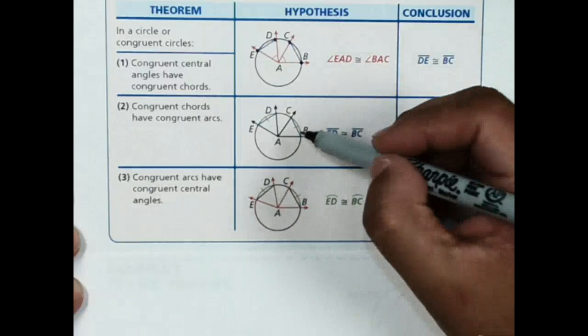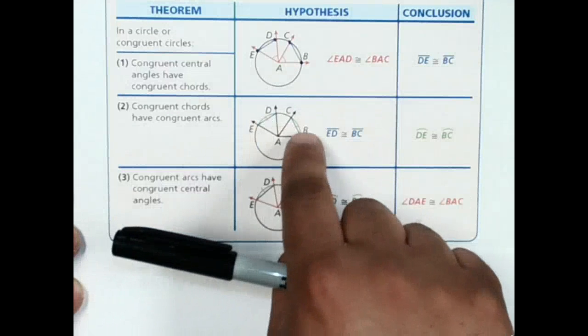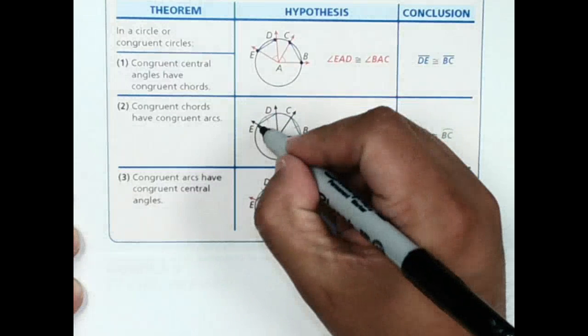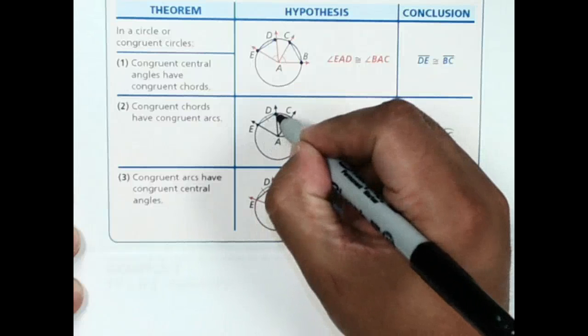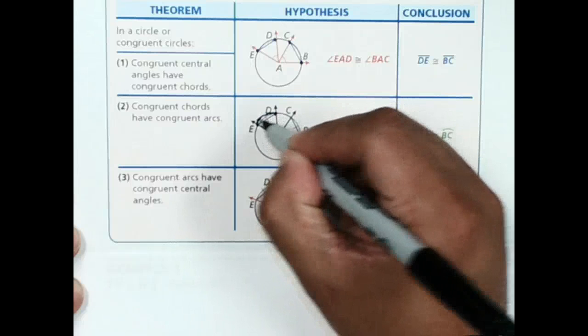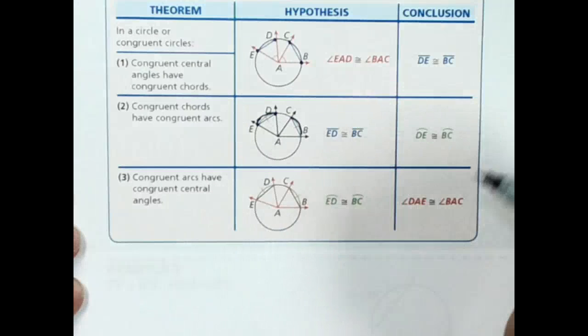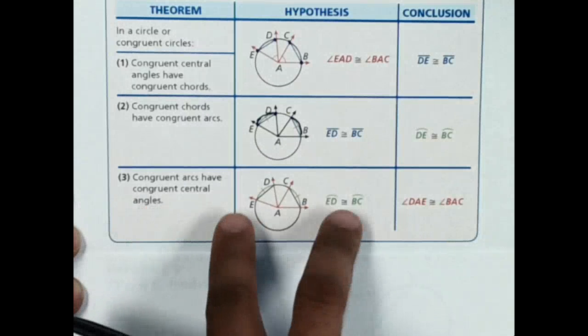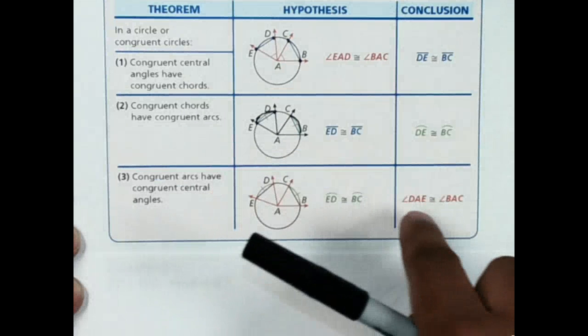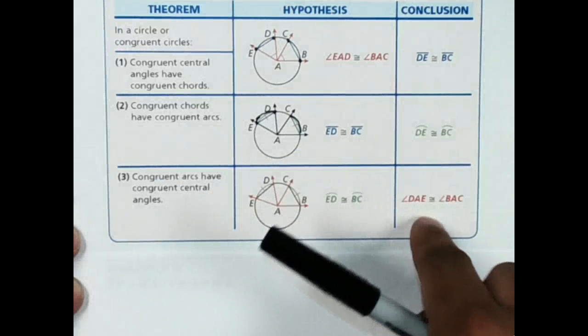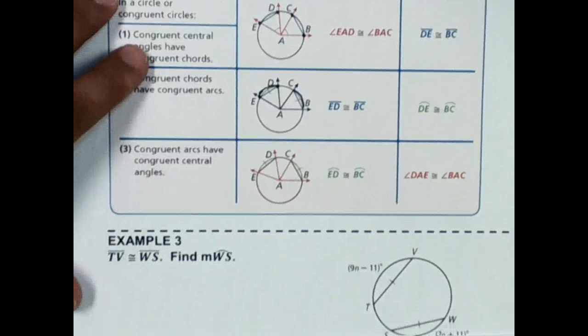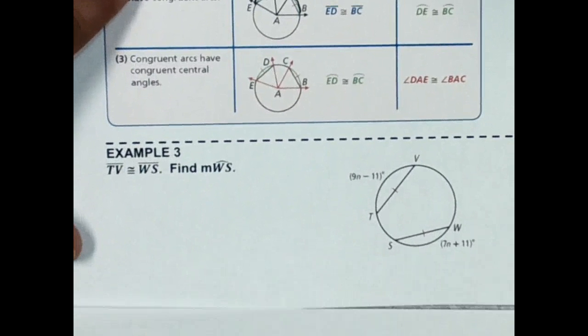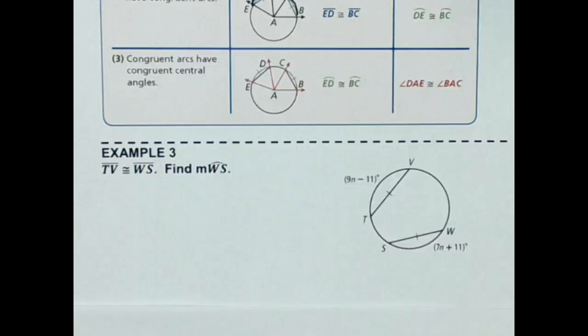Okay? And then also if I have two chords that I know are congruent, then the arcs formed by those two chords are also going to be congruent. In congruent circles, if I know that the arcs are congruent, that means the central angles are congruent. I'll show you what that means. We'll go through some examples to explain what those theorems are actually saying.